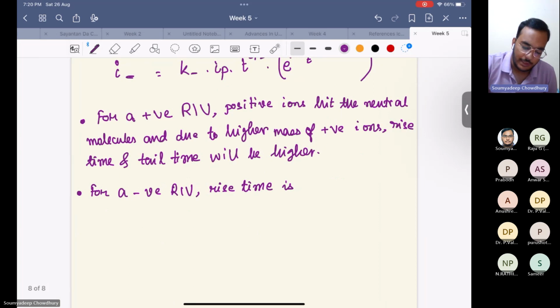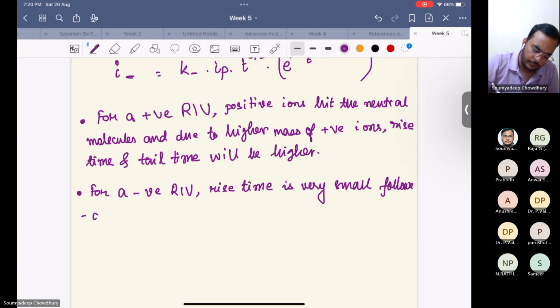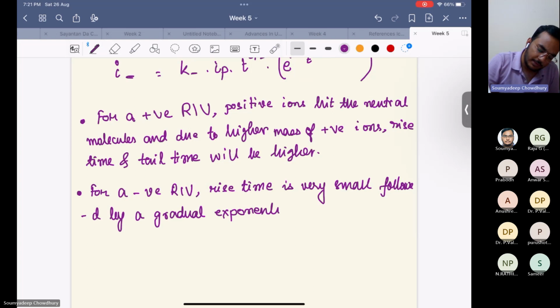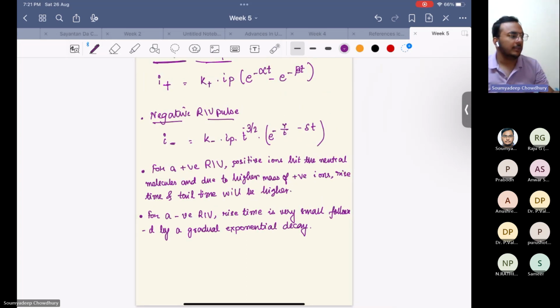For a negative RIV, rise time is very small, and that will be followed by a gradual exponential decay. Okay, so these are the different characteristics of the positive and negative RIV. Next, we will be looking into some different aspects of RIV measurement.